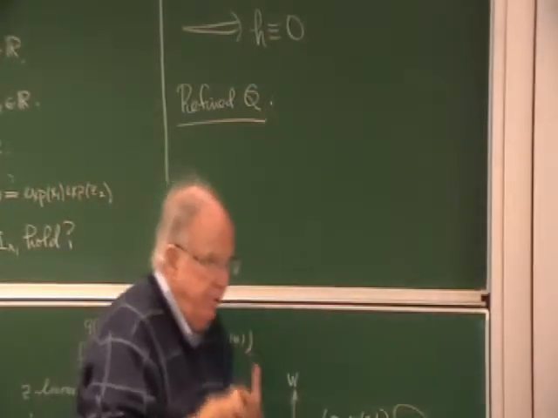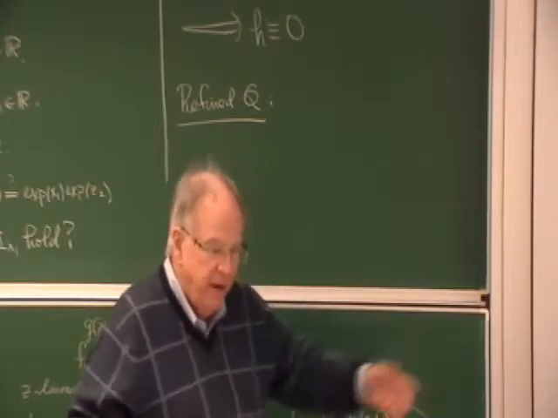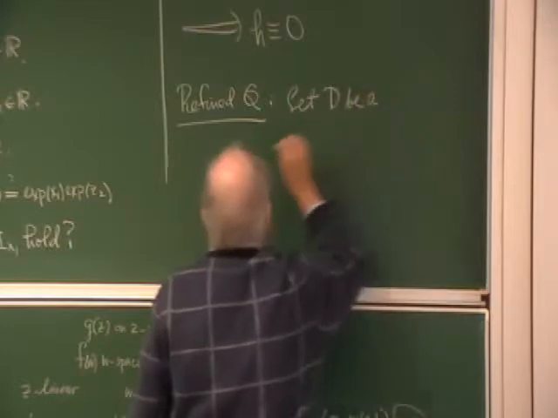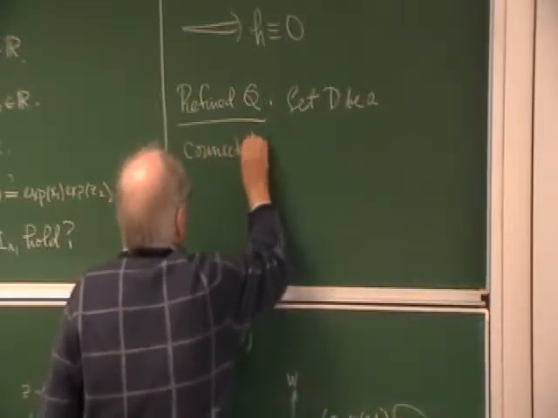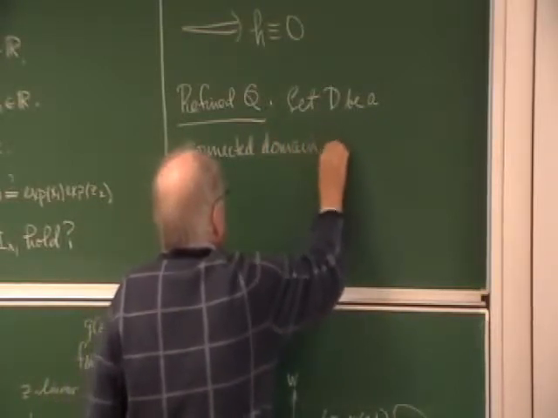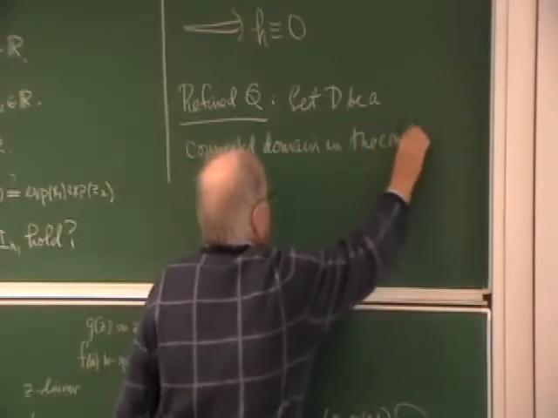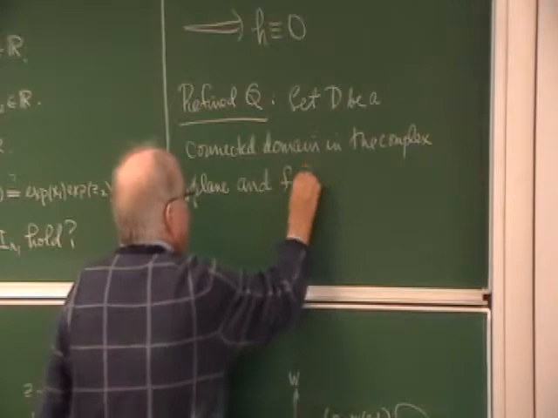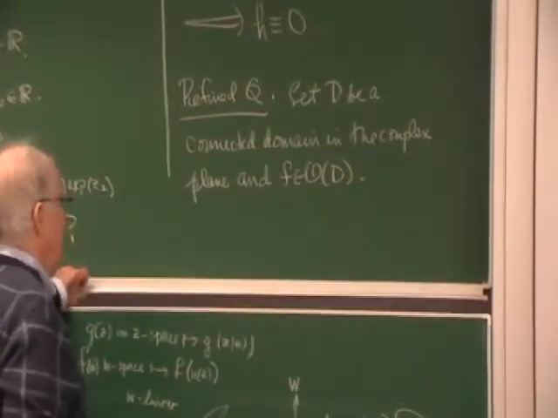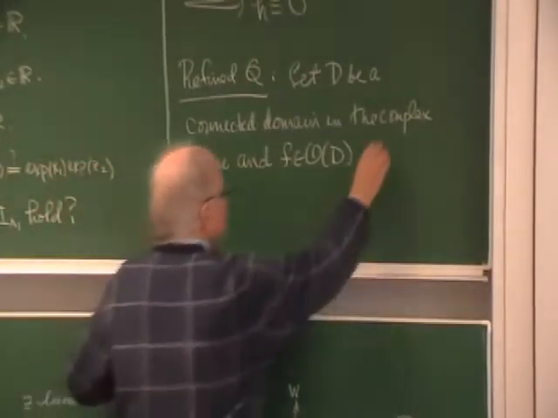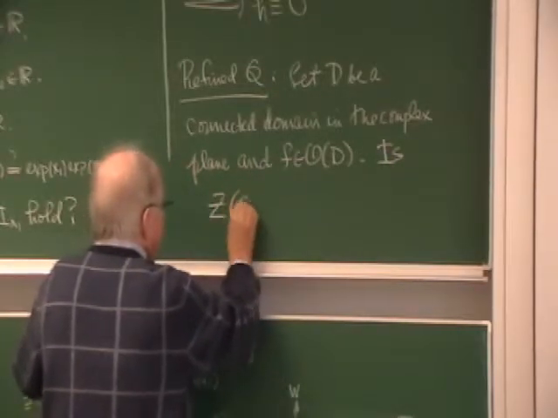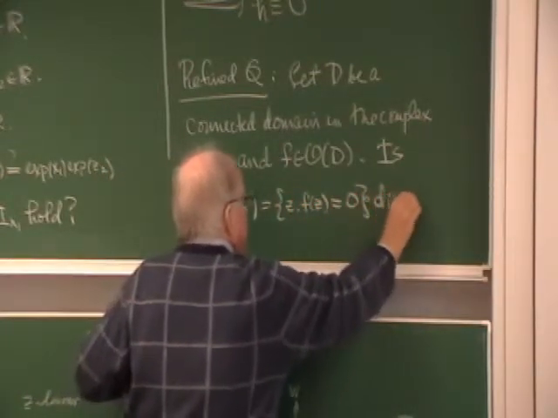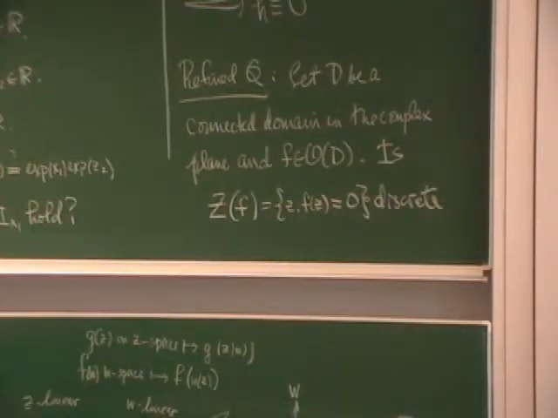And all of these questions, that's the reason I really want you to learn to ask question -1, -5, -85, question 0, refined question: let D be a connected domain in the complex plane, and F be holomorphic in D. Is the zero set of F, the set of points where F of Z equals 0, discrete? Okay.